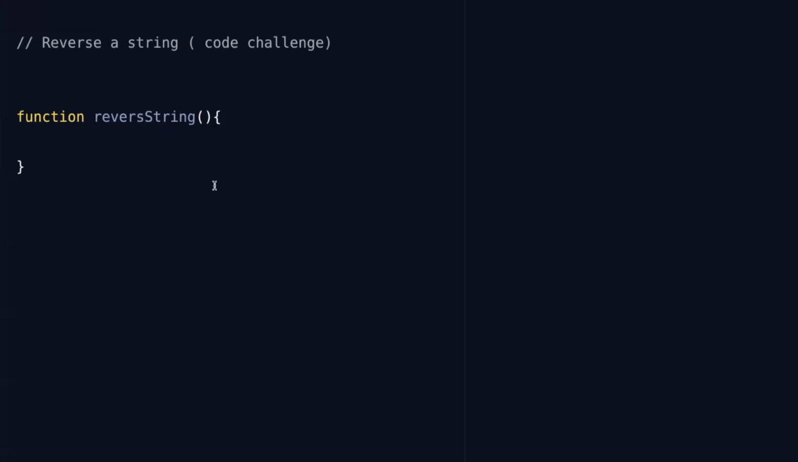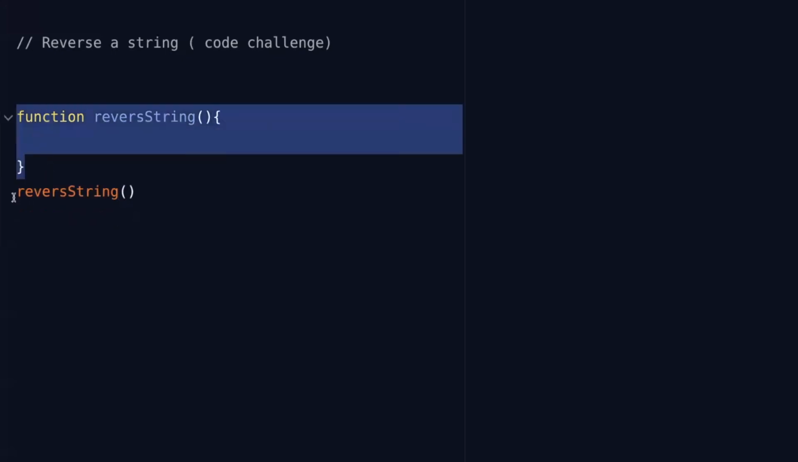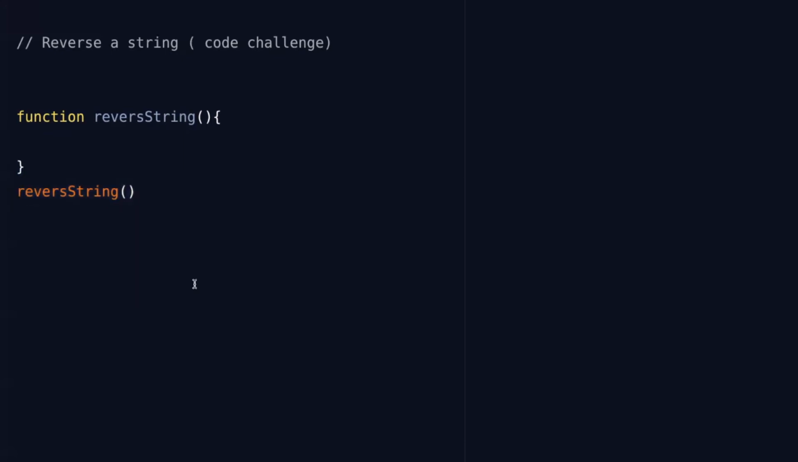That's the function. And how do we call a function? Let's call this function by copying the function name and coming down here at the bottom of the function. Just call it. So this is how we declare a function, and this is how we call a function in JavaScript. In most programming languages you declare a function and then you call it.